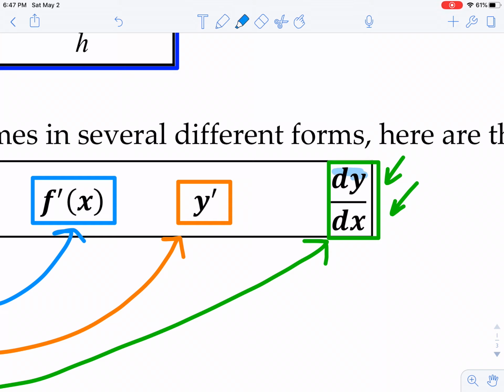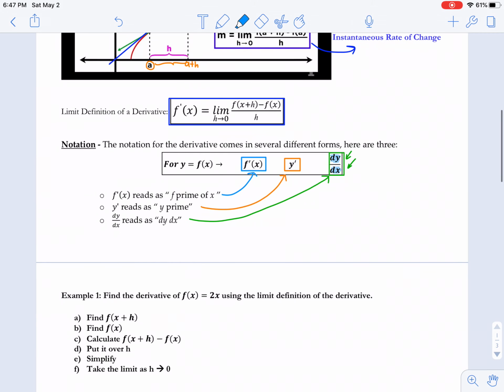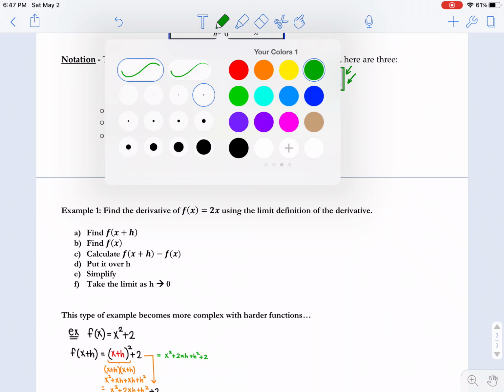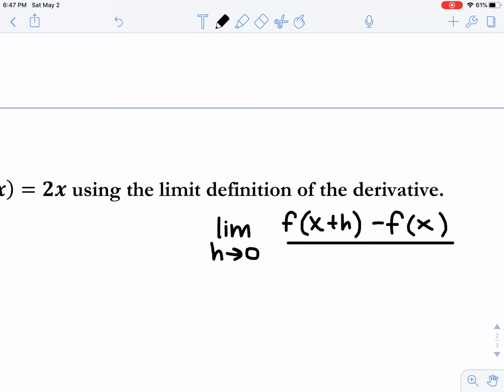Technically, this means the derivative of y with respect to x. All right, but these all mean the same thing. They all mean take a derivative. So how do I find the derivative? Well, what I want to do to find a derivative is find the limit as h approaches 0 of f of x plus h minus f of x all over h.